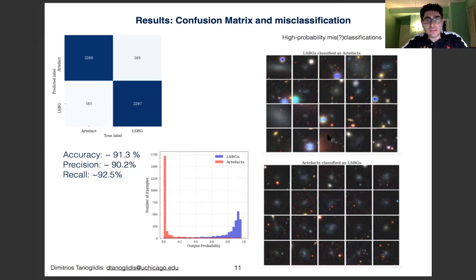The interesting thing is that some of them may be real low surface brightness galaxies that we mislabeled, or actually we were too conservative when we were selecting our data set, and in some cases that we're not 100% sure, we included that as artifact while it was not. So these metrics can be even higher if we do a more careful labeling.